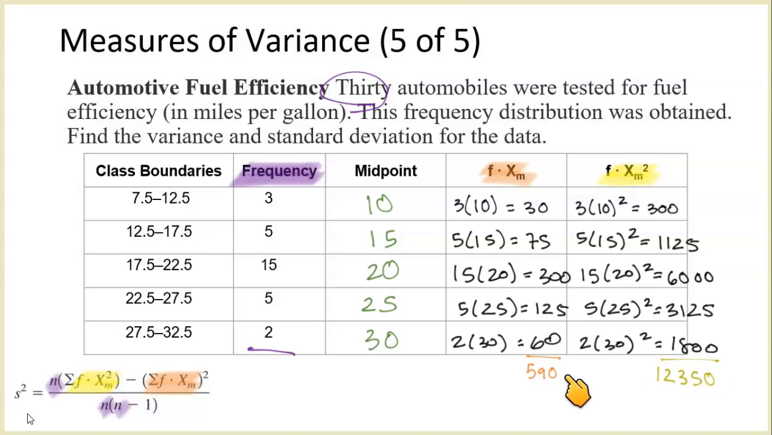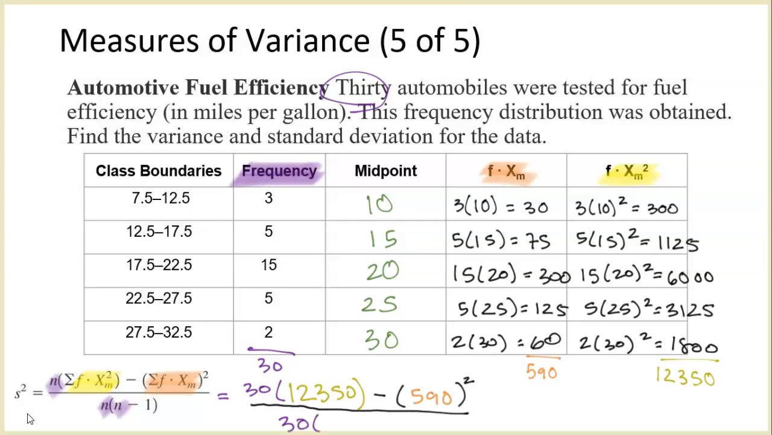And so just like when we found the standard deviation and the variance before, we just need 3 bits of information. We need this number, the 590, that goes here in our formula. We need this value, the 12,350, that goes here in our formula. And then we need the total frequency, which is the sample size, which is the 30 automobiles. So we need that value as well. Once we substitute in our values, then we can determine what the variance is. So once we've substituted our values, we get the variance of 25.75, and this value is miles per gallon squared because the variance is squared.